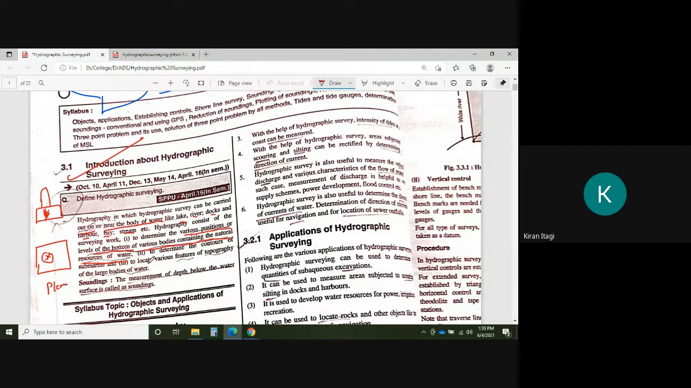Hydrography helps us to determine the contours. You already learned about contours; here also we will determine the contours of the submarine terrain, to locate the various features of topography of large water bodies. The main important thing of hydrographic surveying is to determine the various positions and levels. Position means where you want to construct the lighthouse. Levels means depth. Then we want to determine the contours. Just now I showed you the figure.